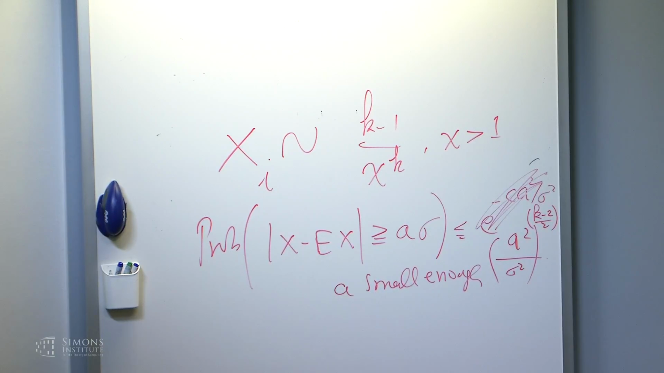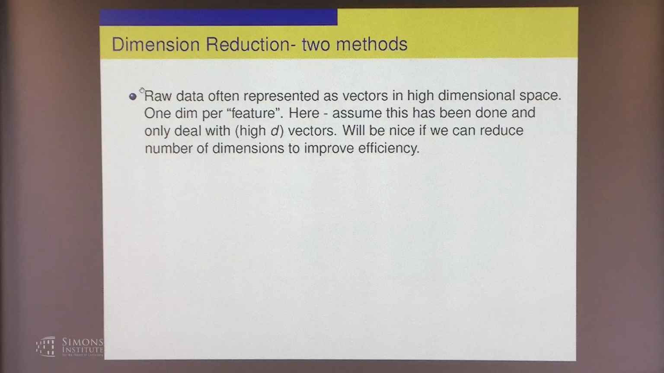Okay, I'm going to a different topic now. Basically, this topic is dimension reduction. You'll see Johnson and Lindenstrauss and then SVD. They're both dimension reductions, right? So, raw data is often represented as vectors in high dimensional space, one dimension per feature if you have feature vectors. It is not our job to select features and represent them. We assume this has been done. Data science only deals with the vectors as presented.